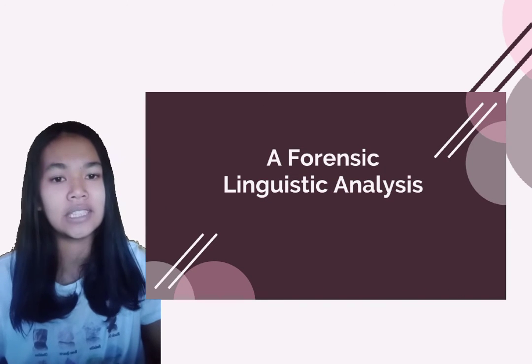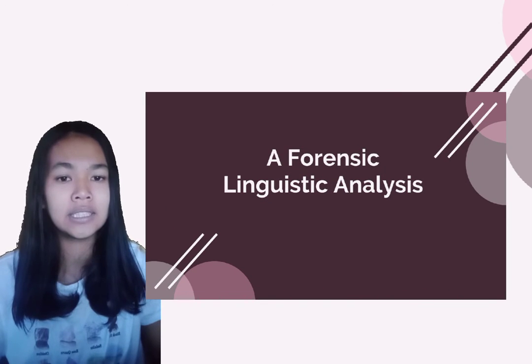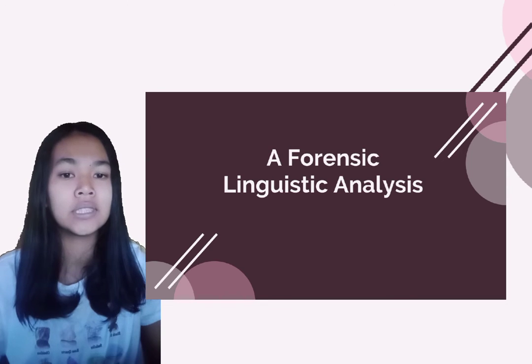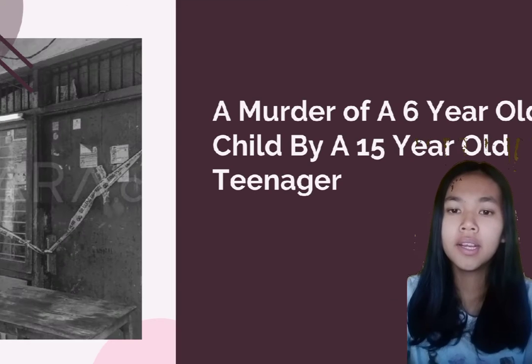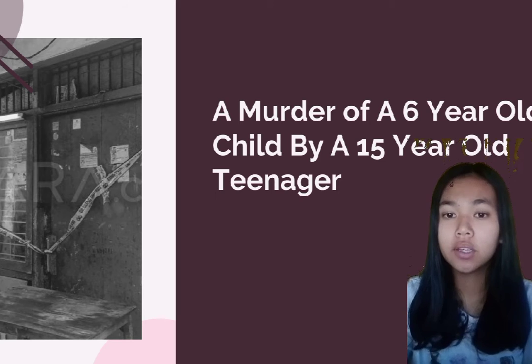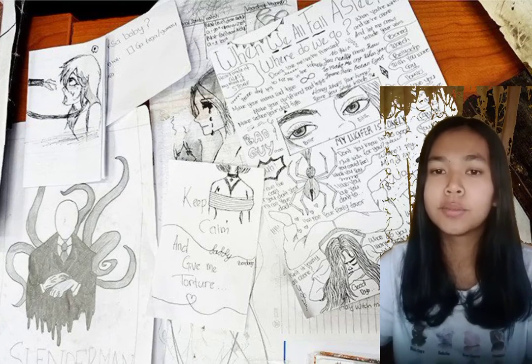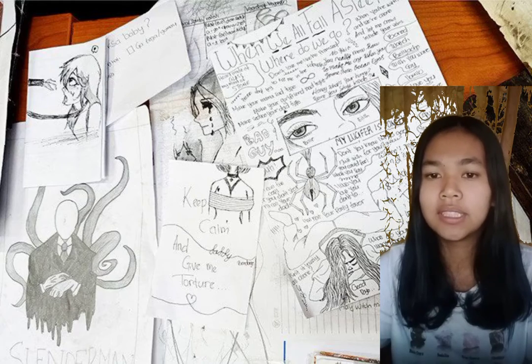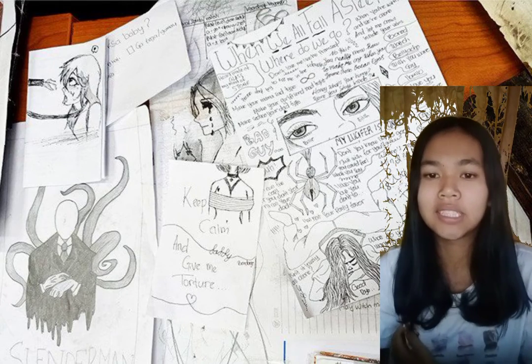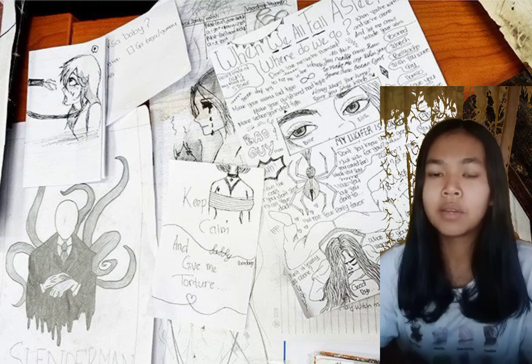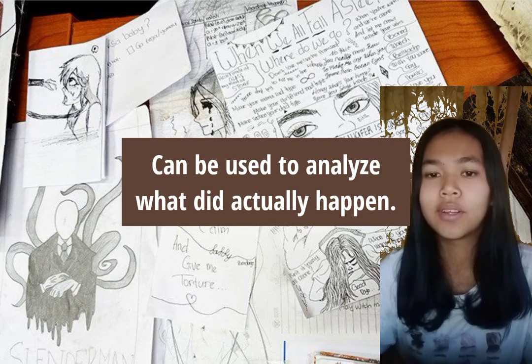And on this occasion, I want to tell you about a case that will be solved with a forensic linguistic analysis. In March 2021, Indonesians were surprised by the news of the murder of a 6-year-old child by a 15-year-old teenager in Sawah Besar, Central Jakarta. During the investigation, the police found many sketches and notes drawn and written by the teenager. All the sketches and notes can be used to analyze what actually happened.